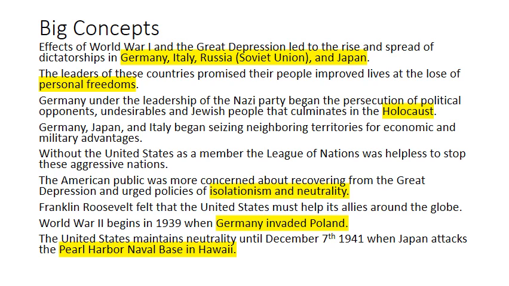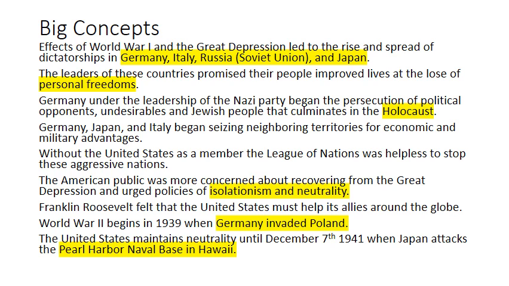Germany, Japan, and Italy began to seize their neighbors and neighboring territories for economic and military advantages. This is going to be occurring in the 1930s throughout the Great Depression. Without the United States as a member of the League of Nations, remember this was what Woodrow Wilson wanted the United States to join. It was his idea following World War I. Without America in the League of Nations was helpless to stop these aggressive countries.